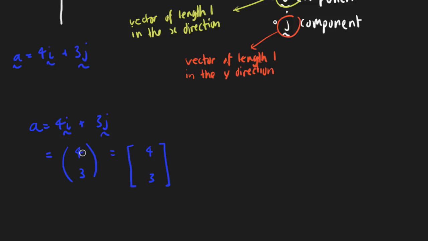So this is a column with 2 rows, and the first row is just the i value and the second row is the j value. So it's the i component and the j component. So yeah, that is another way of saying the same thing.